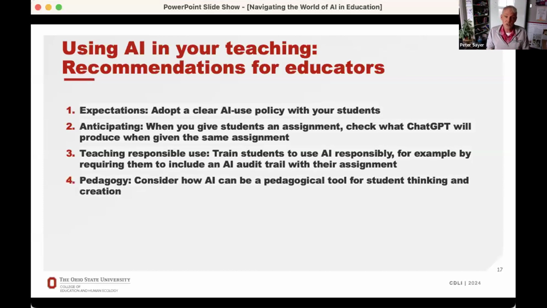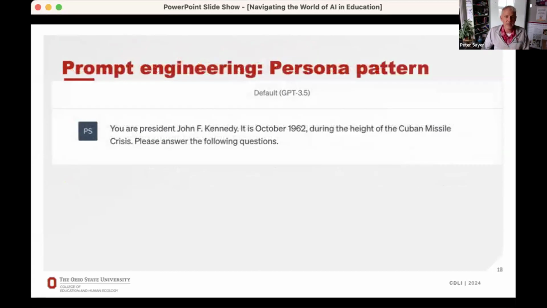And then finally, as we said, as teachers, we love this, right? We love this as a tool that we can use. And so again, thinking about how AI can be a pedagogical tool for student thinking and creation. So let me end with just a few examples of that. We were playing around with this, and I think this is nice because it really allows you to use your creativity as well, right?